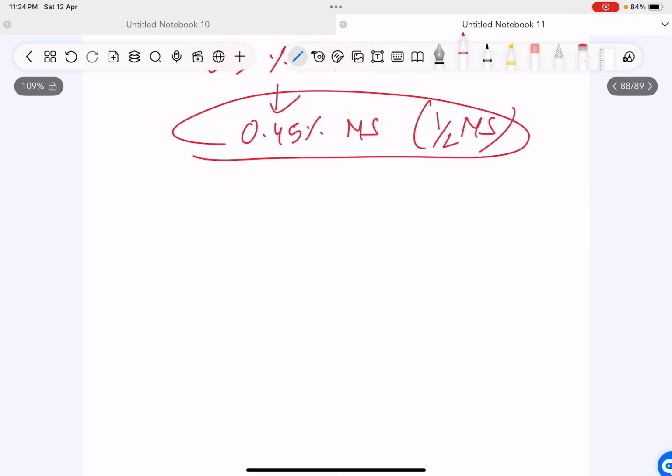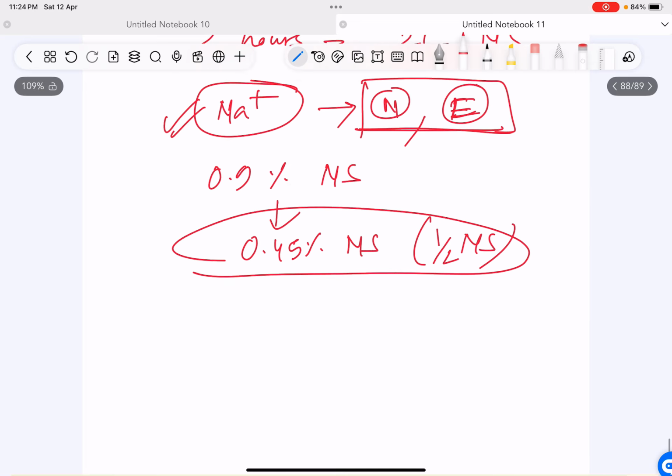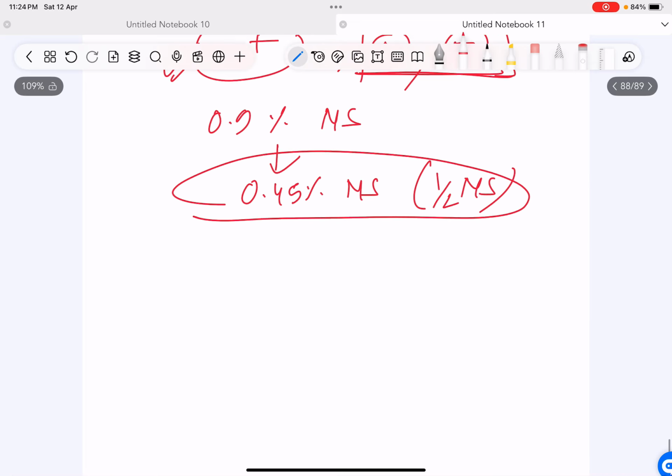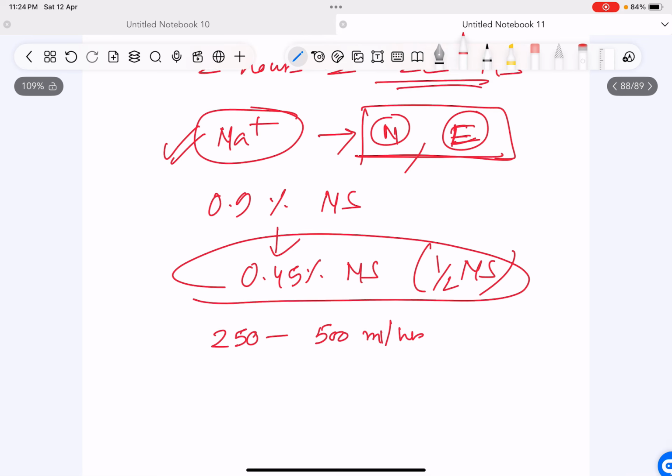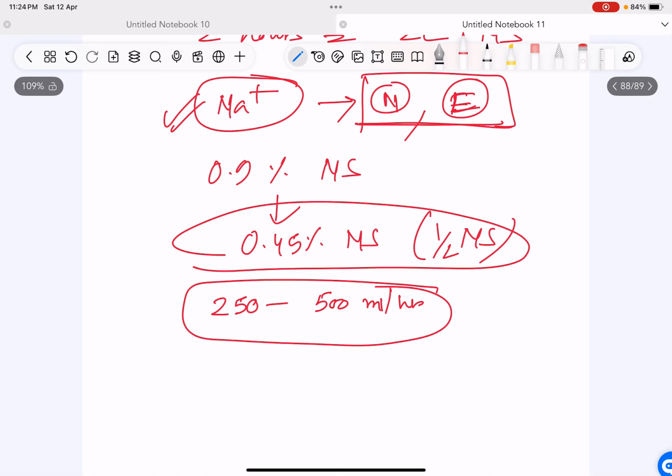Then along with this switching, you now reduce the flow rate to 250 to 500 ml per hour. So first hour and second hour you gave 1 liter of NS. So within 2 hours you gave 2 liters of NS. You check the sodium level at the end of 2 hours. Now you have to reduce the fluid dose, to 250 ml to 500 ml per hour.